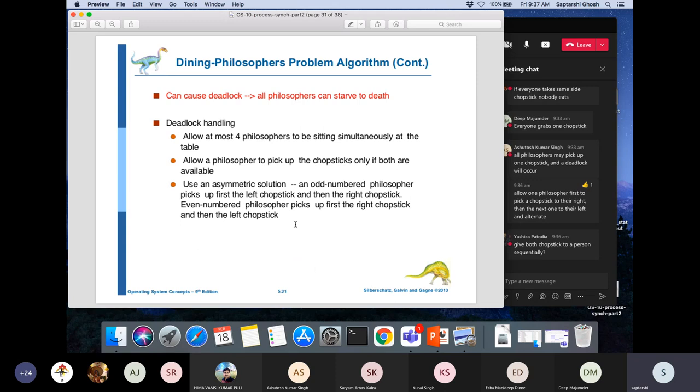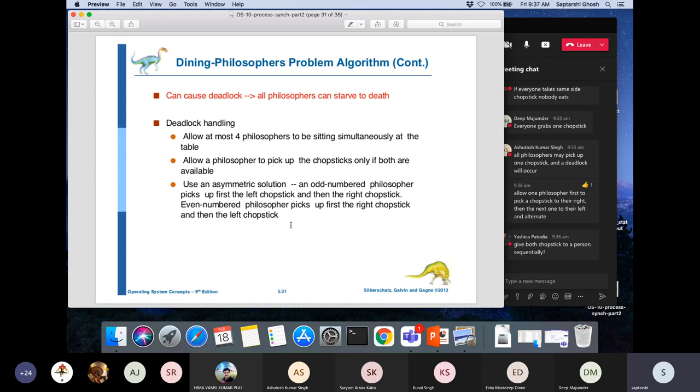So how can you handle deadlocks? One thing is keep one more chopstick than the number of philosophers. The other things are exactly what Ashutosh or Yashika said. You might make this rule that a philosopher should pick up the chopsticks only if both are available. So just because one is available, don't pick it up.